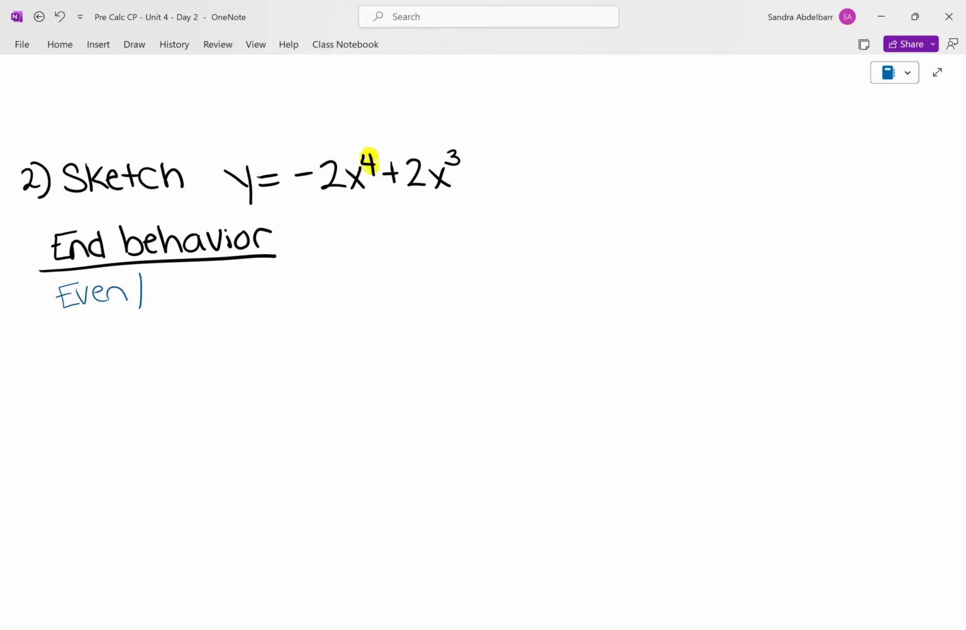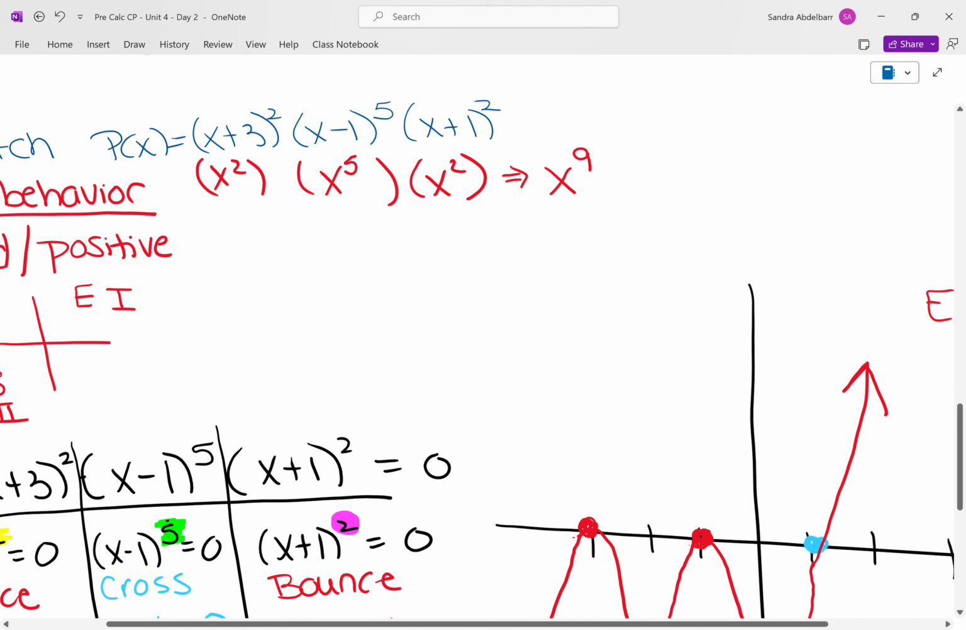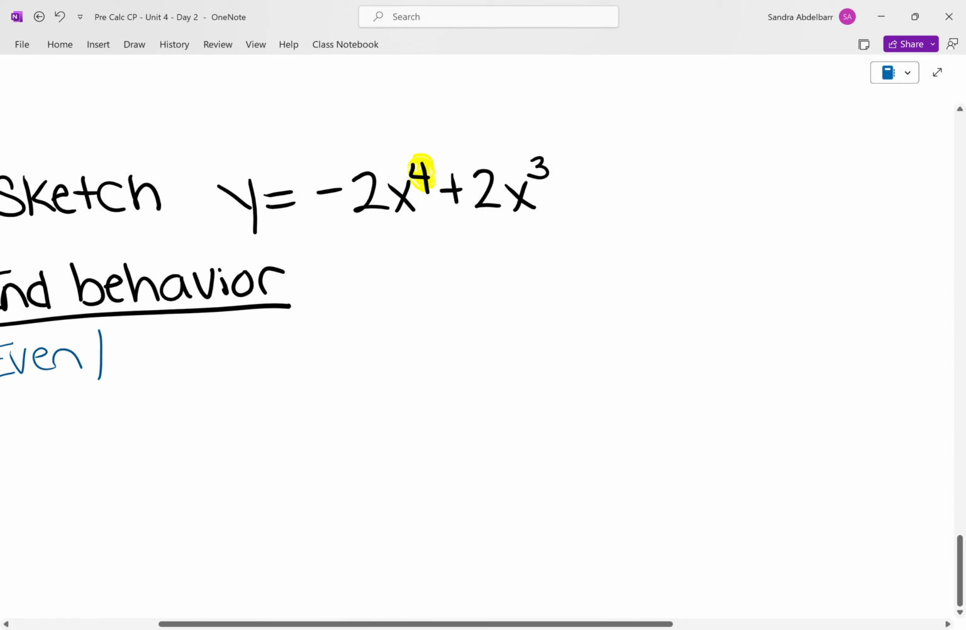The leading coefficient, even or odd? You guys probably added 4 and 3. I know why you think you're adding 4 and 3. Because on the other one, I did x squared times x to the 5th times x to the 2nd, because these were all getting multiplied together. But here, this is already expanded and there's an addition sign. We can't add those.